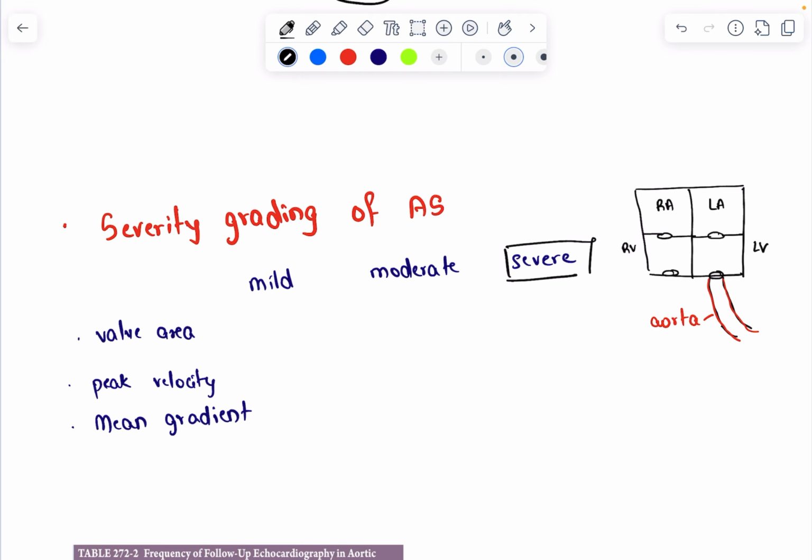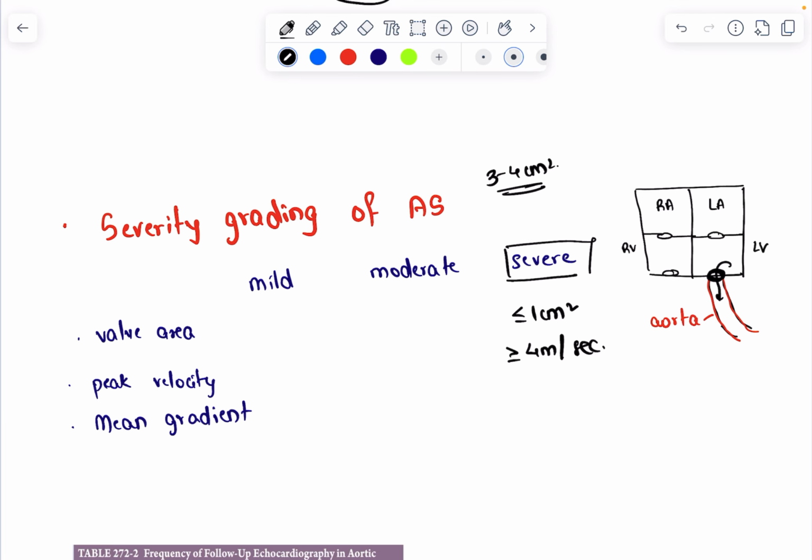So the valve area. The normal valve area of the aortic valve is 3 to 4 centimeters square, and severe aortic stenosis is a valve area of less than or equal to 1 centimeter square. So if the valve size reduces, it is known as severe aortic stenosis. The more this size decreases, the speed of the blood that goes through it also increases. So a peak velocity of more than or equal to 4 meters per second is known as severe aortic stenosis.